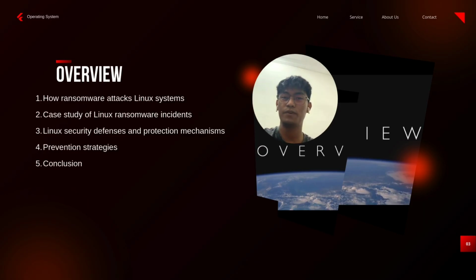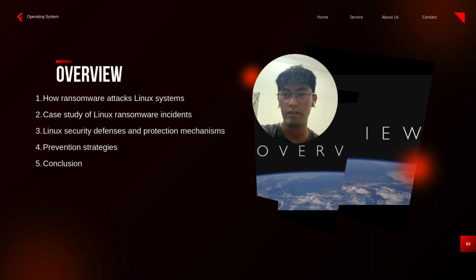Now, I will give you a bit of an overview of what we will be getting into next. Up first, we will explain how ransomware attacks Linux systems, including common methods such as SSH brute force attacks, unpatched vulnerabilities, malicious scripts, and cron jobs, along with a step-by-step attack process. After that, we will get into Linux ransomware case studies, discussing how attackers gained access, the damage caused, and the impact on the affected system or organization.